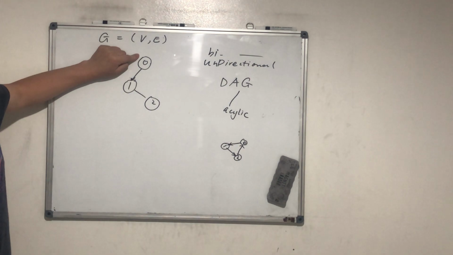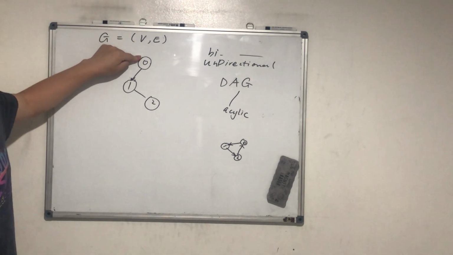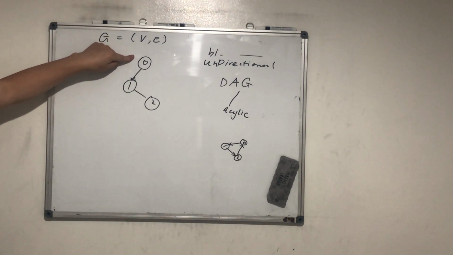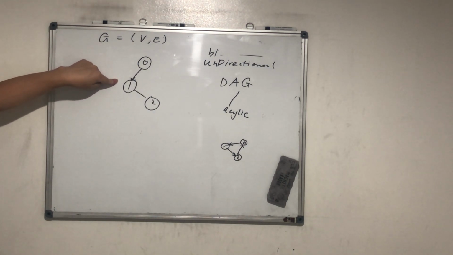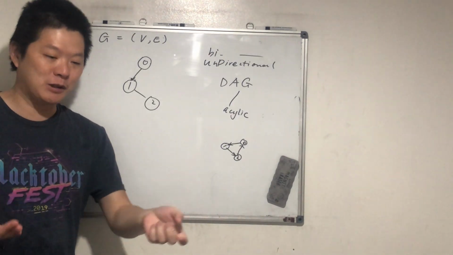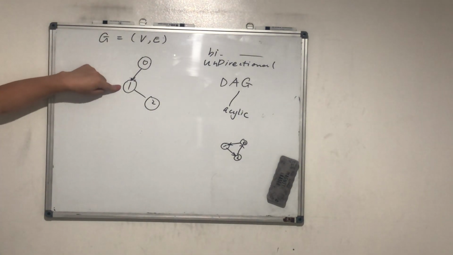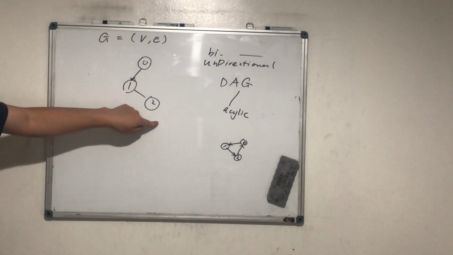Let's say 0 is connected to 1, and 1 is also connected to 0. So let's say friends. Friend 0 has a friend 1. Yeah, it's mutual. If I'm friends with you, you are also my friend, right? 0 is a friend of 1. 1 is also a friend of 0. 1 is a friend of 2. 2 is a friend of 1.